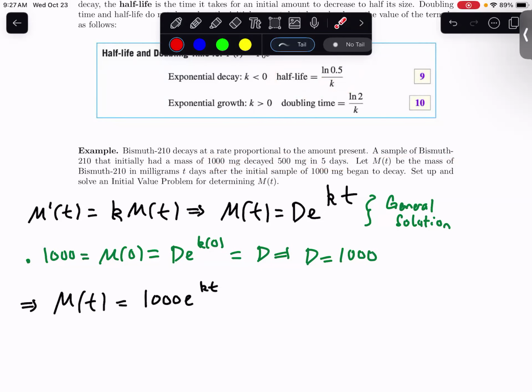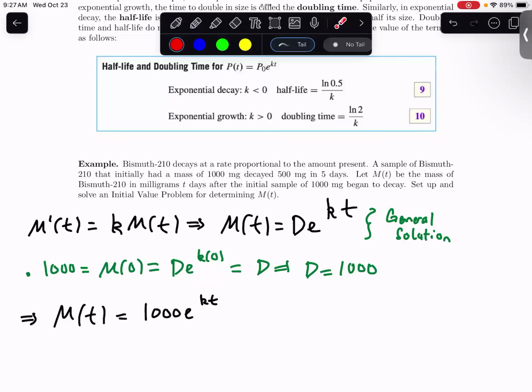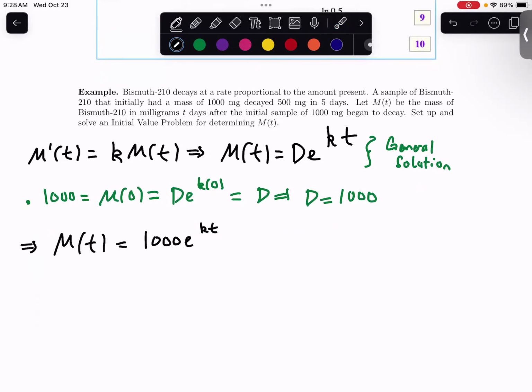And so if you really wanted to, I'm not going to do it this way, but you can say that 5 is equal to the natural log of 0.5 over k. And then you're going to end up getting that k is equal to the natural log of 1/2 divided by 5 using this equation here. But I'm actually going to derive it. We'll just derive it normally.